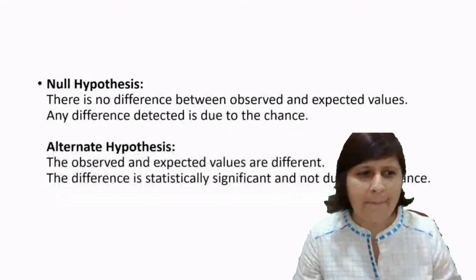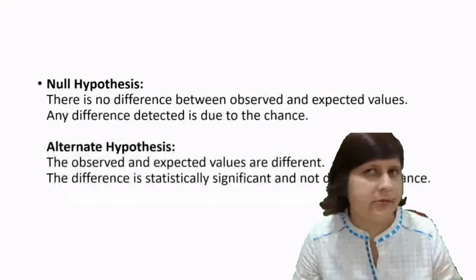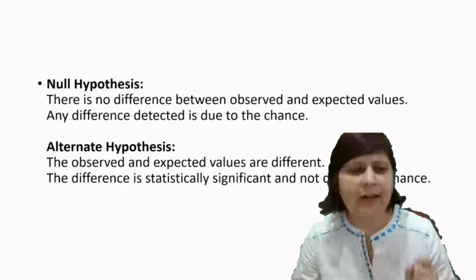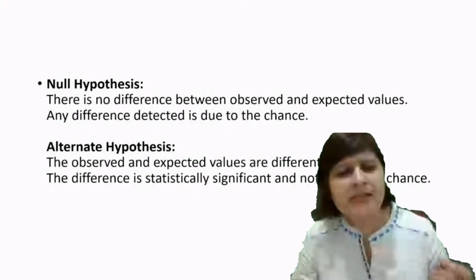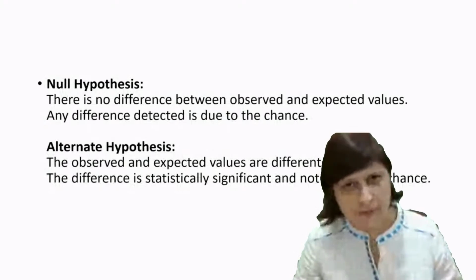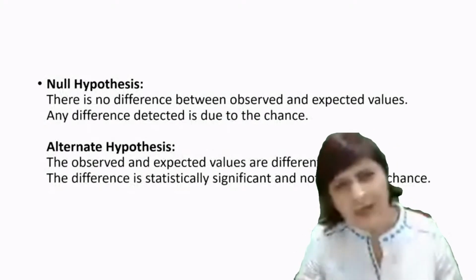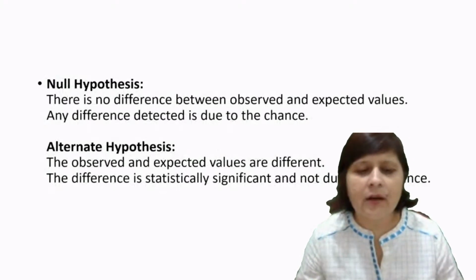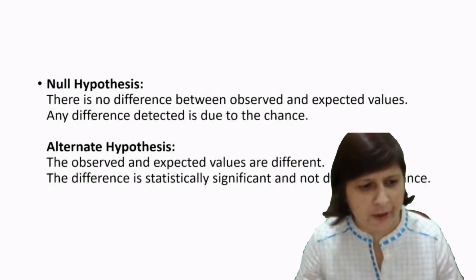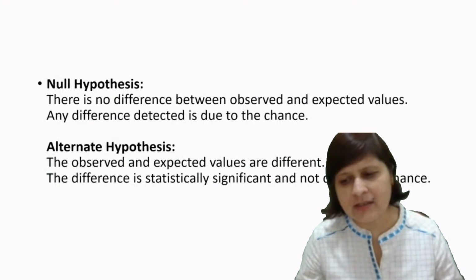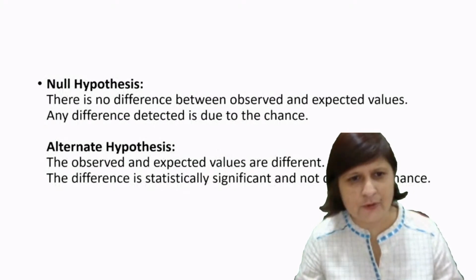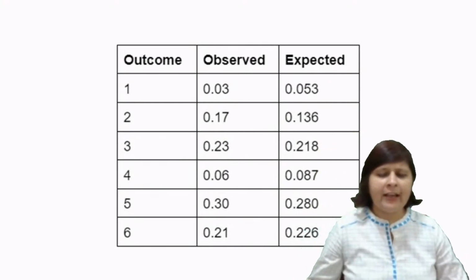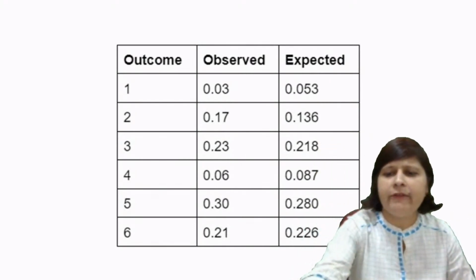My null hypothesis is there is no difference between the observed and the expected value. Any difference detected is due to chance. There is no significant difference in the expected and the observed value. Alternate hypothesis: the observed and expected values are different, and the difference is statistically significant and not due to chance. My outcome is I have taken a sample of 6 observed and expected values.